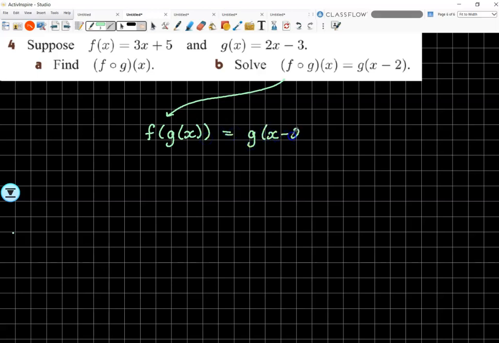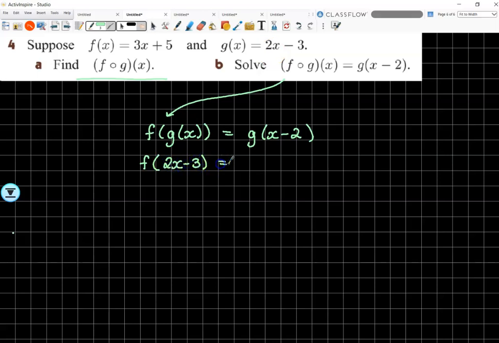Now, majority of you should have already worked out the left-hand side in part A. Okay? So you should have already worked it out. I clearly haven't, so I'm going to do it as I go. So again, because I'm not dealing with this f yet, I just want to deal with what this is. What is g of x? Well, it is 2x take 3.